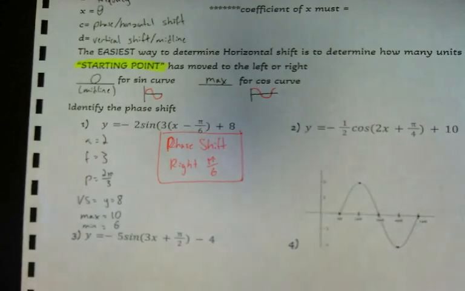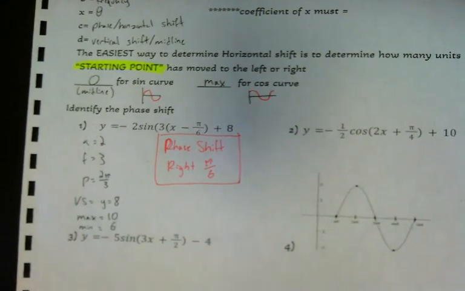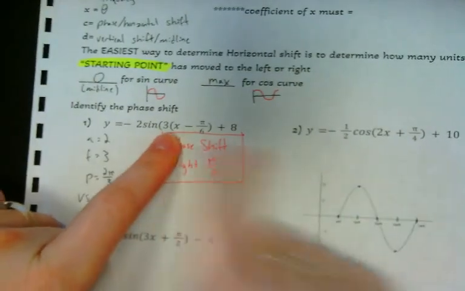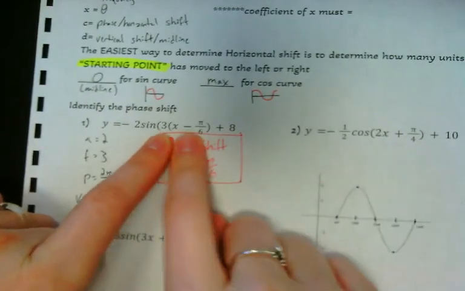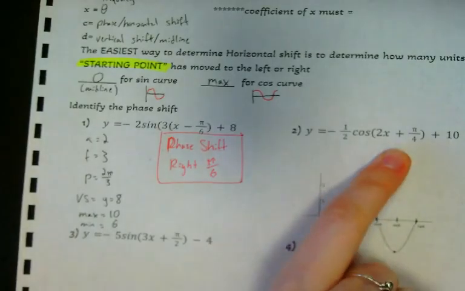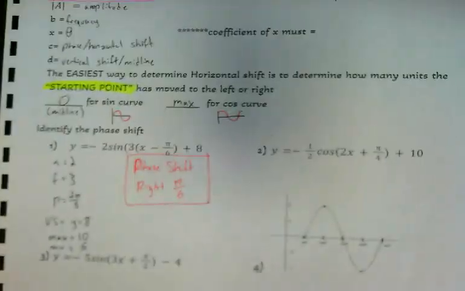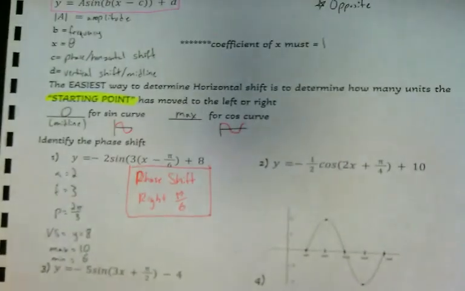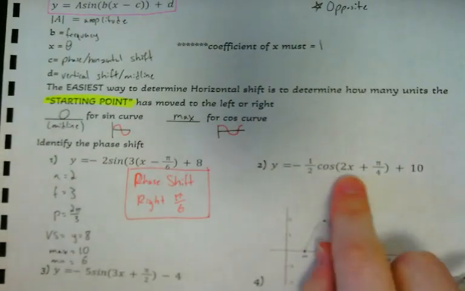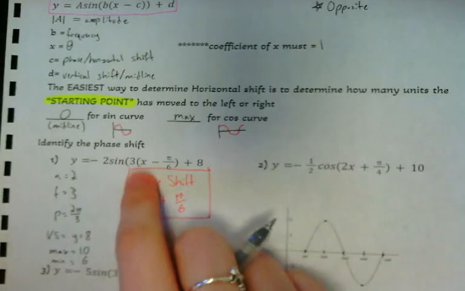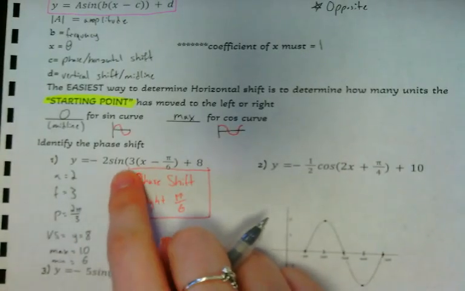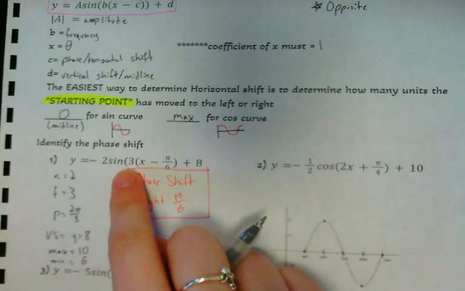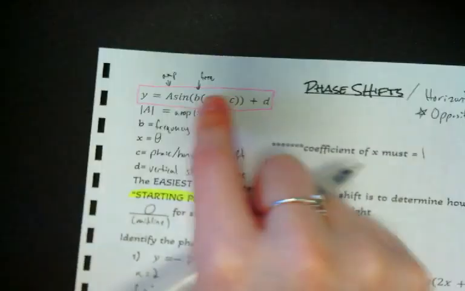So number 2, y equals -1/2 cosine of 2x plus pi over 4 plus 10. If we look at the difference between these two functions, there's an extra set of parentheses in this one than in that one. To identify my phase shift, my coefficient of x always must equal 1. In this case, I have a 2 in front of my x, but in the previous one, there was a 1 right in front of that x. That 3 was outside of it. So I always need to be in this form up here to identify my phase shift correctly.